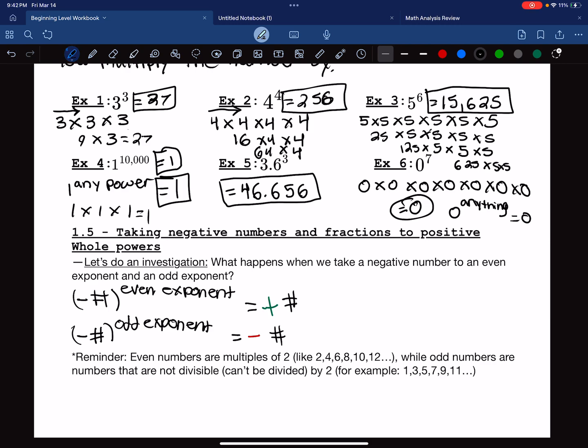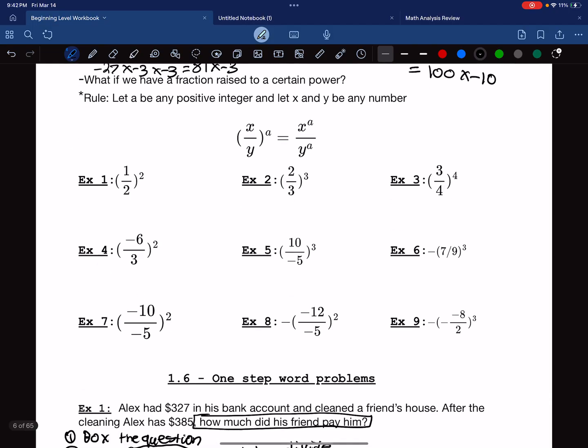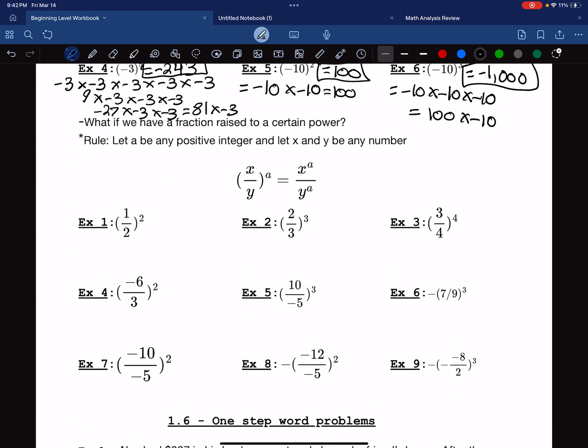So with that in mind, let's work through some more problems. So the question is what if we have a fraction raised to a power? So there is a rule here. Whenever we have a fraction raised to a power, we're going to take this exponent out in the front and raise whatever number we have on the top of the fraction to that power, and we'll also raise the number on the bottom of the fraction to that power.